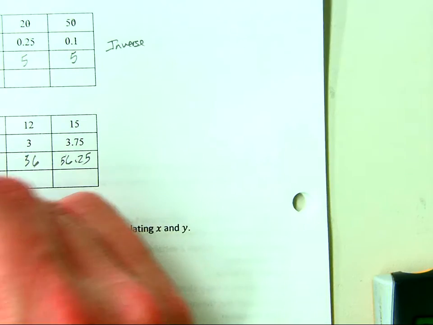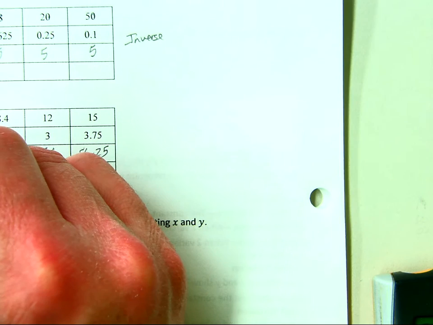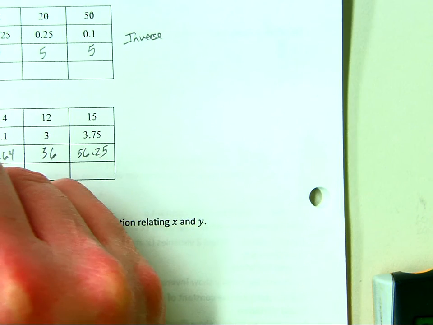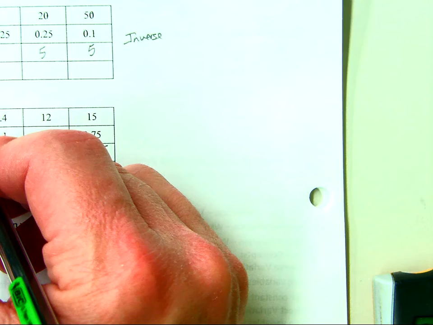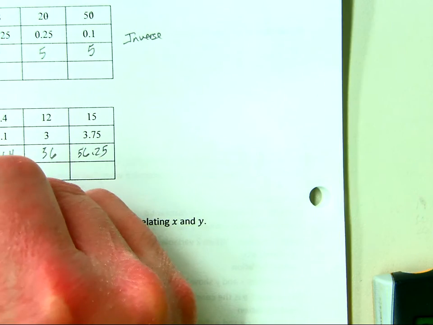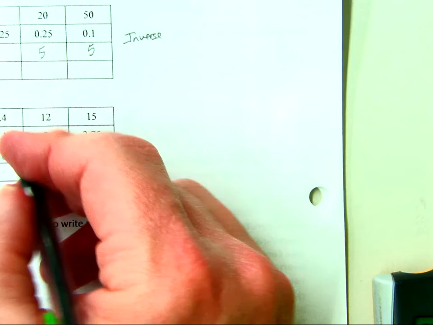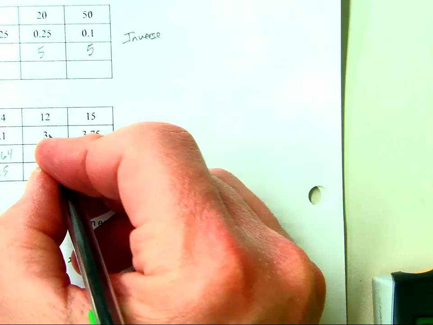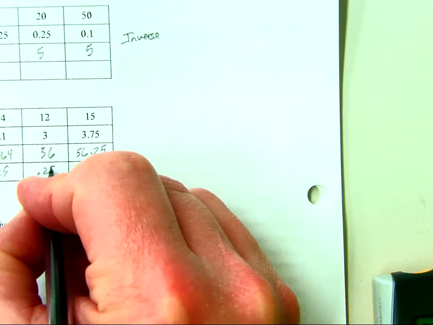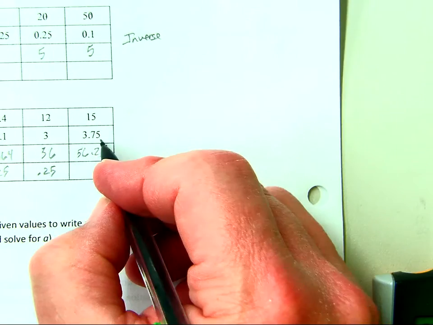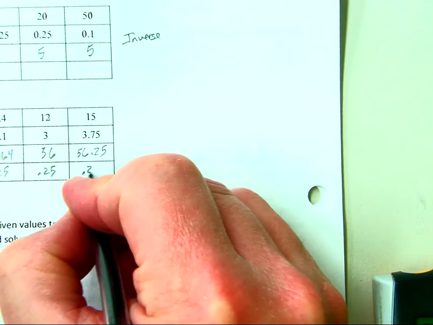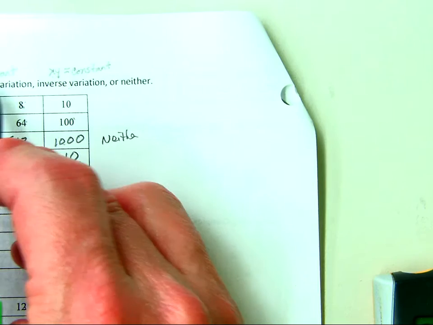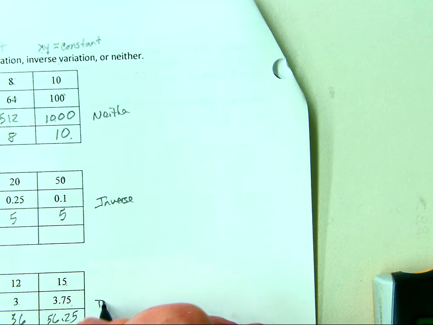Now let's try dividing. 0.5 divided by 2 is 0.25. 1.25 divided by 5 is 0.25. 2.1 is a fourth of 8.4, so that's 0.25. 3 divided by 12 is 1/4, 0.25. 3.75 divided by 15, that's also 0.25. So notice here, y over x, they're all the same. Well, if y over x is a constant, that's a direct variation.